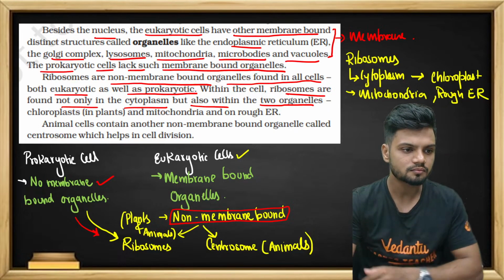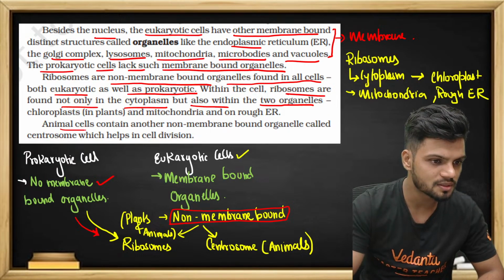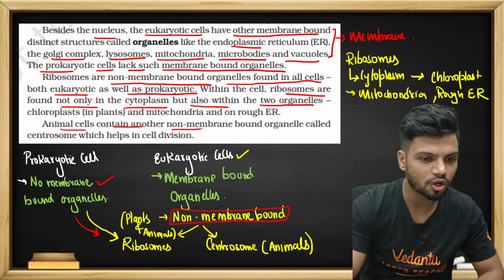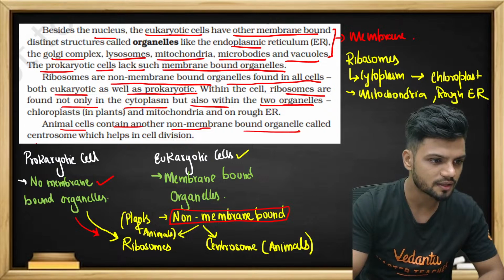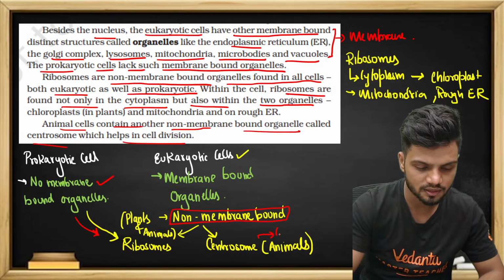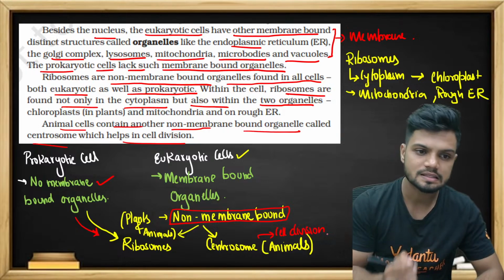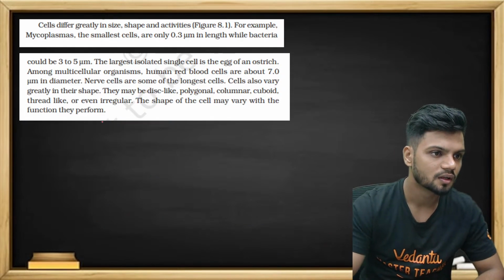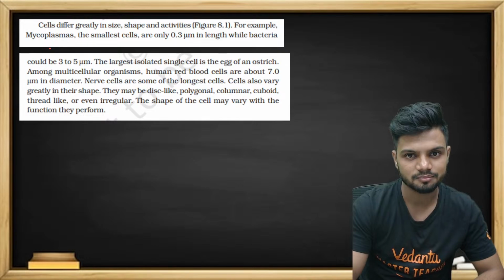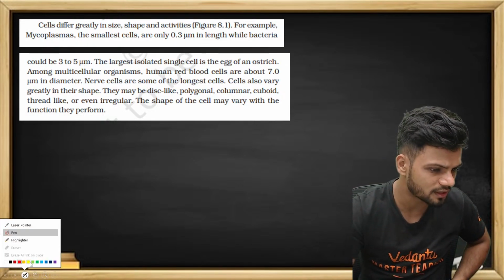Okay. Now, animal cells contain another non-membrane bound organelle called the centrosome, which helps in cell division. See, centrosome is here. The main function is cell division. Beautiful. Now, the next thing is the cell size. Okay. Students, remember, the cell size can always vary.